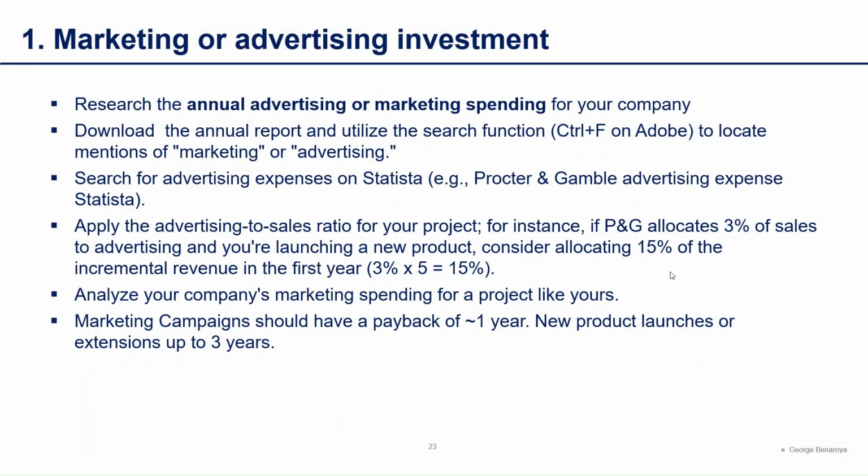For instance, if P&G allocates 3% of sales to advertising and you're launching a new product, consider allocating 15% of the incremental revenue in the first year. 3% x 5 equals 15%. Analyze your company's marketing spending for a project like yours. Marketing campaigns should have a payback of 1 year, new product launches or extensions up to 3 years.